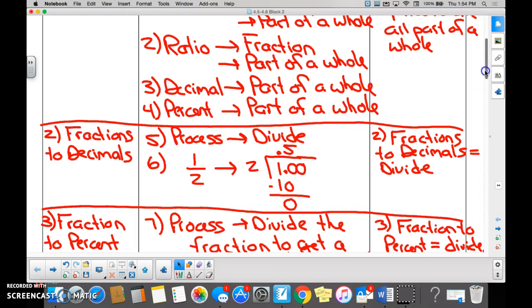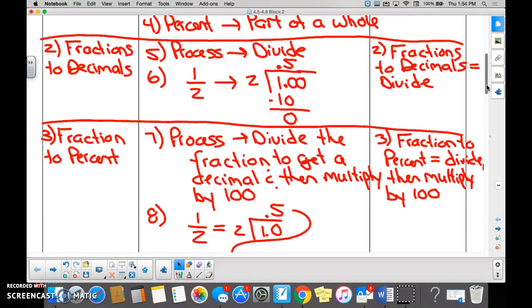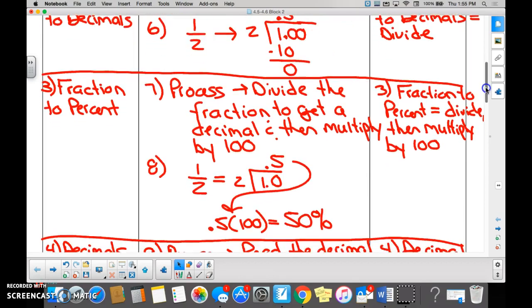Okay, number 3. How or what is the process to go from a fraction to a percent? 1, 2, 3. Divide the fraction to get a decimal, then multiply by 100. Good. It would be great if we could all stay on at the same exact time, Tate. That would be wonderful. So you're going to divide the fraction and you're going to multiply that by 100. And then we give you an example, by the way.